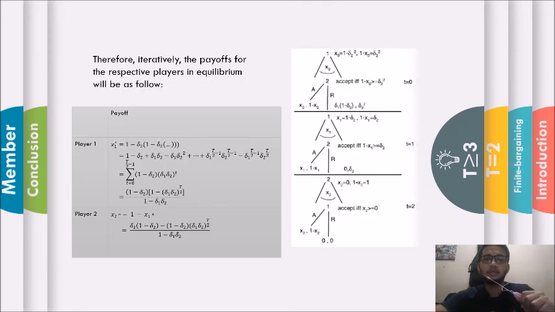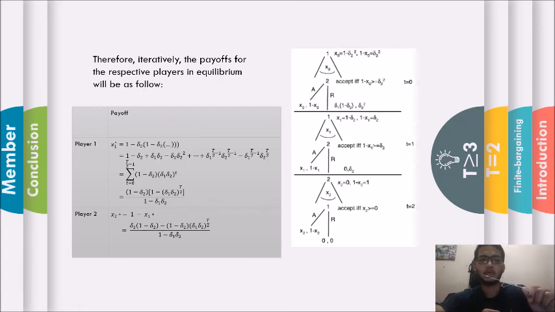Therefore, iteratively, the payoffs for the respective players in equilibrium will be as follows. For player 1, the payoff, denoted by x1, is equal to the summation of (1 minus the discount factor of player 2) times (the discount factor of player 1 times the discount factor of player 2) to the power of t, summed from t equals 0 to T over 2 minus 1. This can be simplified into (1 minus the discount factor of player 2) times (1 minus (the discount factor of player 1 times the discount factor of player 2) to the power of T over 2), divided by 1 minus the discount factor of player 1 times the discount factor of player 2.